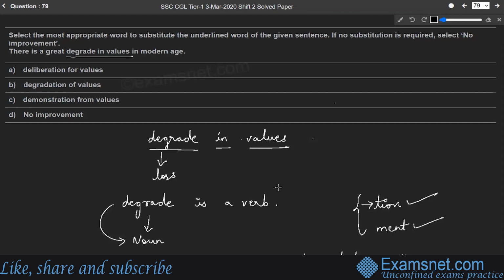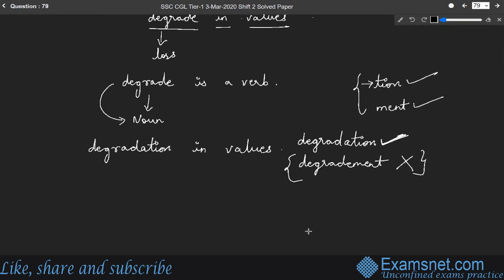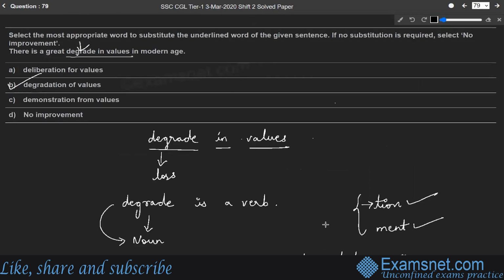So the part that is wrong here is the word degrade. So in place of degrade in values, the appropriate option that should be substituted is degradation of values. So the correct option is B. Remember that in this case, we have changed the verb degrade into a noun. And the basic rule to change a verb into a noun is it should end with either tion or ment. So for this verb, the correct noun will be degradation. Therefore, the correct option is option B, that is degradation of values. I hope you are clear with it.